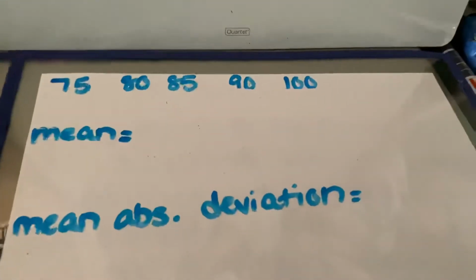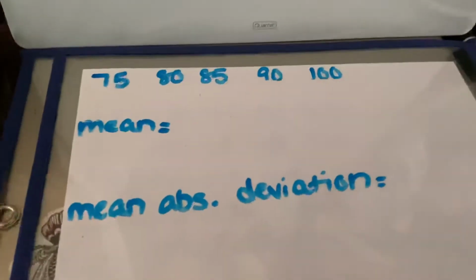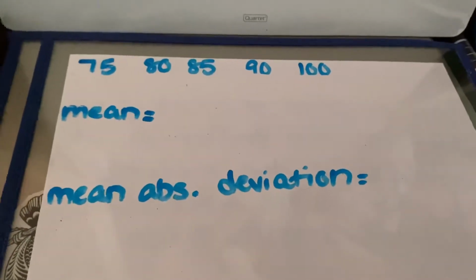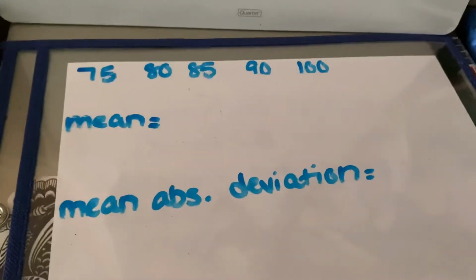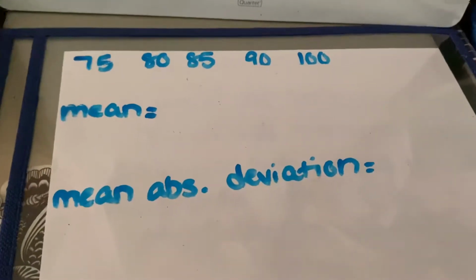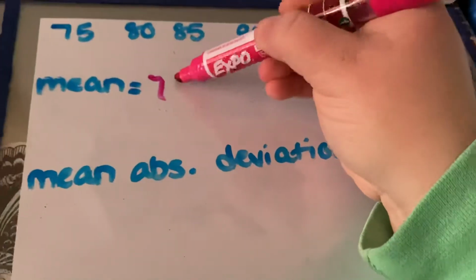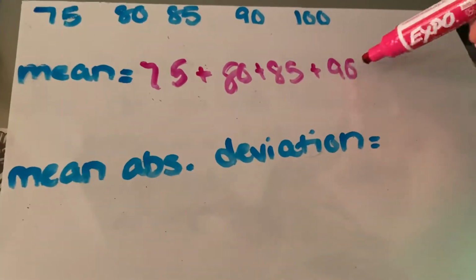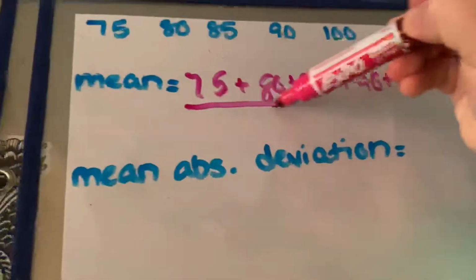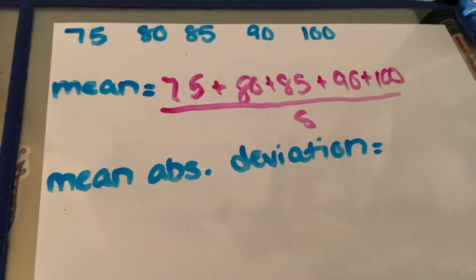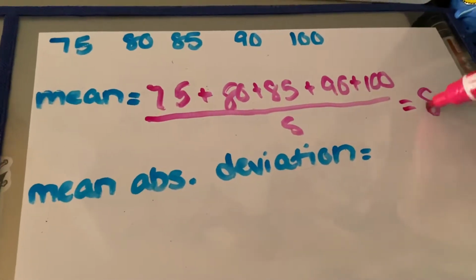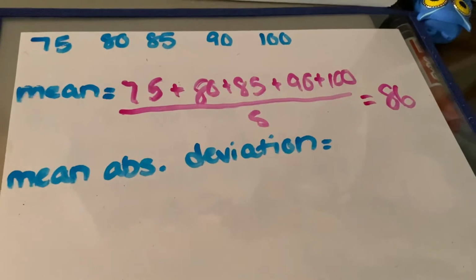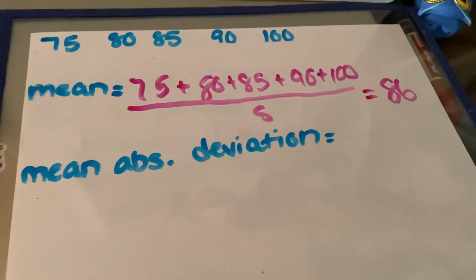So here we have the data set with 5 data points: 75, 80, 85, 90, and 100. So step 1 is to calculate the mean. To do that, we're going to add our numbers together and divide by 5. 75 plus 80 plus 85 plus 90 plus 100, and we're going to divide that all by 5 because we have 5 numbers. Plug that into a calculator and you will get 86. So we just finished step 1, which is to find the mean of our data set.